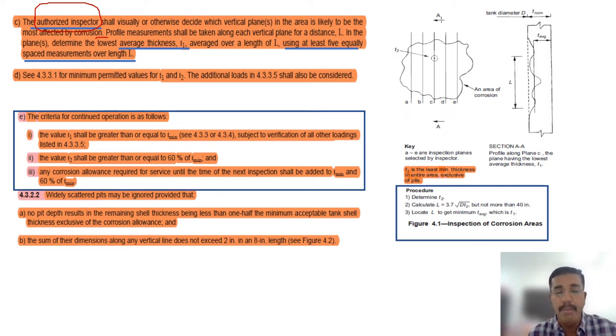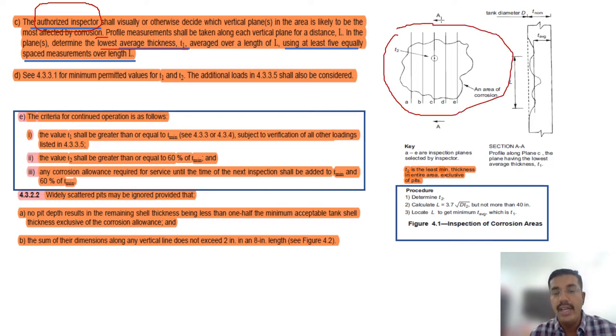Next will come the bottom. So in the shell, now we are evaluating which areas are susceptible to damage in future. So we are doing possible testings. First we find the critical area, the critical length. So here it is saying in the plane, determine the lowest average value. It is T1. T1, I already told you how you find the lowest average value.